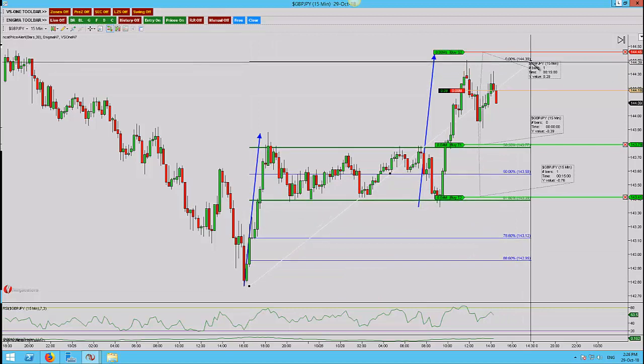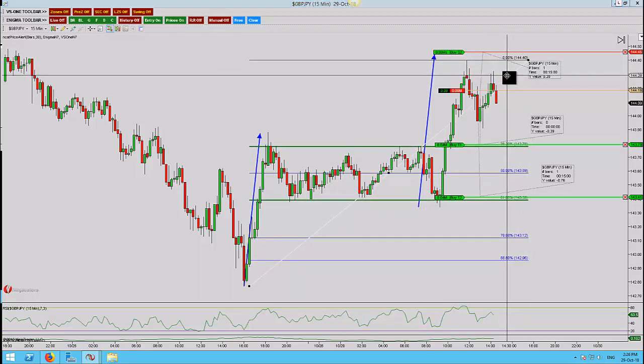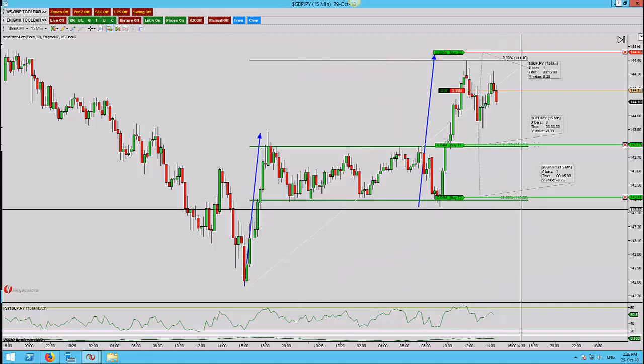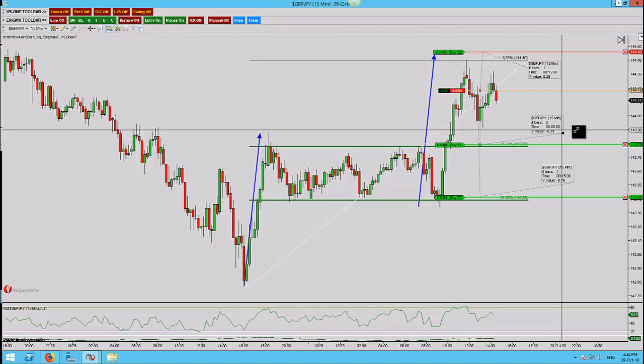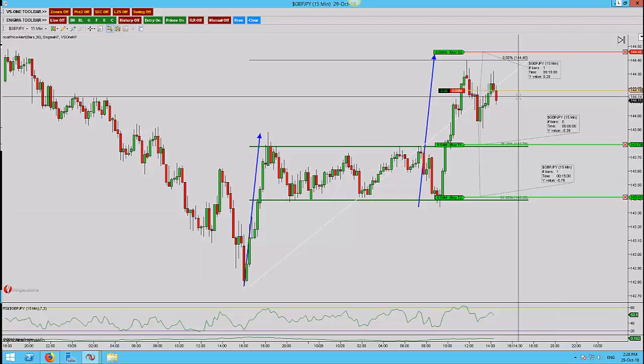Just let me throw back on those fibs so that we can actually see them, and you'll notice that my targets are 2 pips in front of the 382 and the 618 fib, giving us a fairly decent risk to reward. I would have preferred something better, but the trade is valid, and there we go.